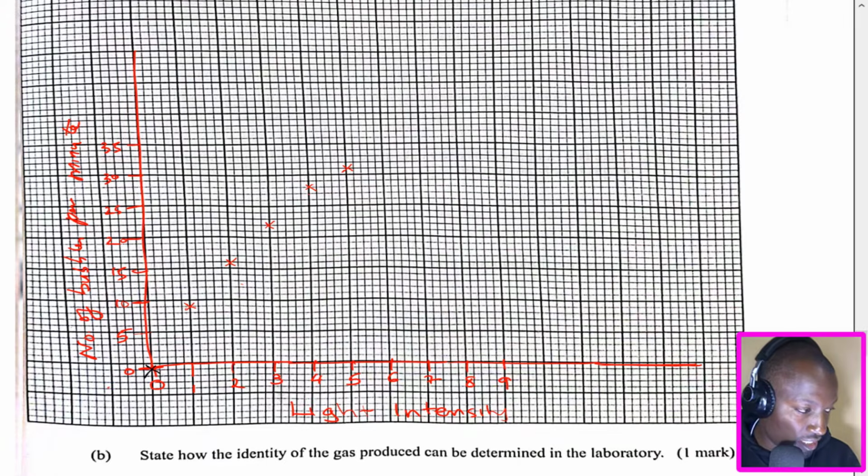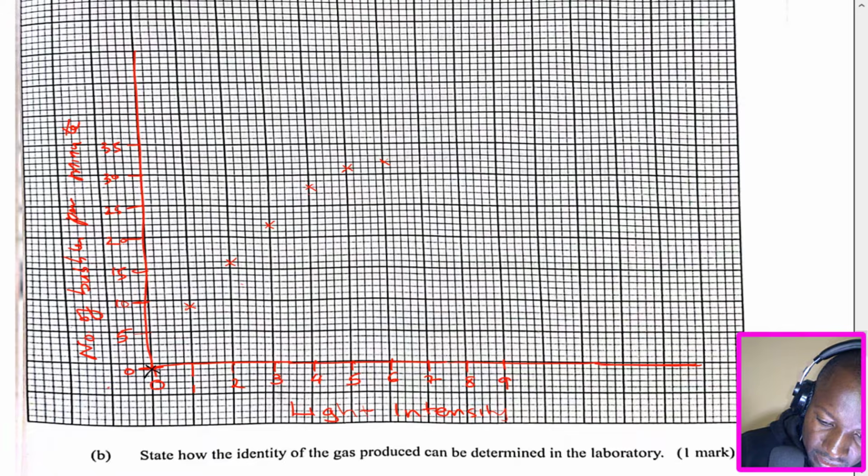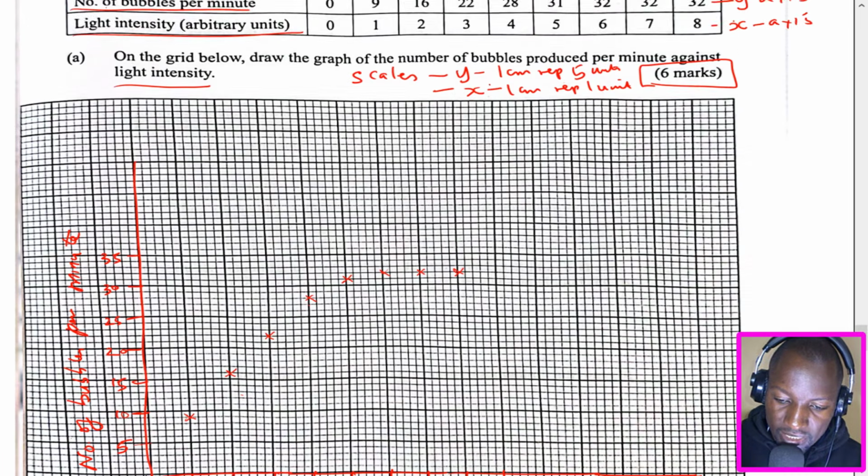When the light intensity is 6, it is 32. There's 32 here, above 31. 7 is also 32, and 8 is also 32. Good. So that is the plotting.